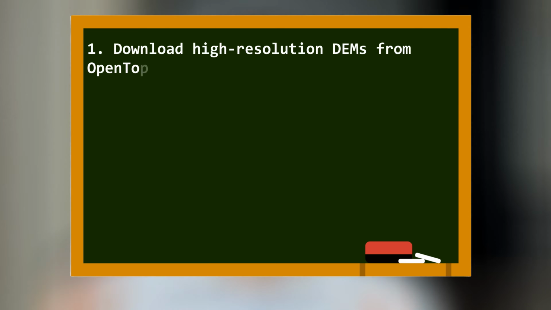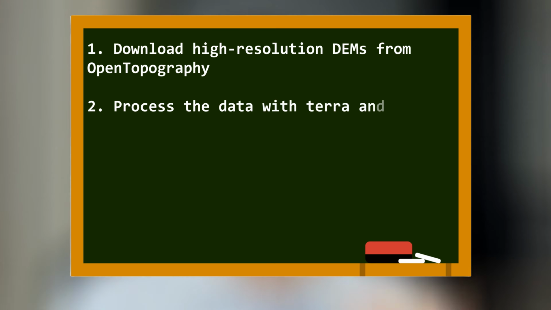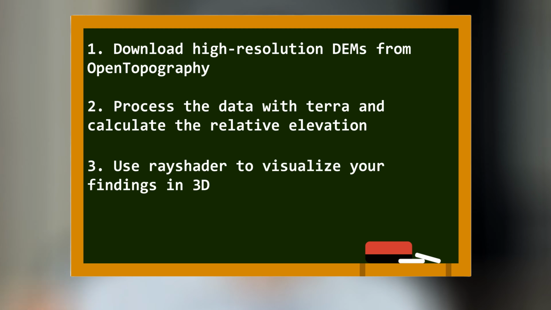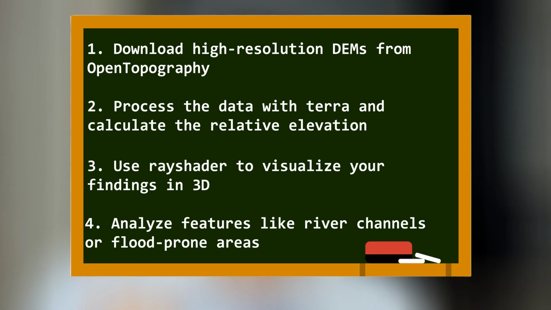First of all, you can download high-resolution digital elevation models from OpenTopography. Then you can process the data with terra and calculate the relative elevation. And using Glaciator, you can visualize your findings in 3D. Additionally, you can also analyze features like river channels or flood-prone areas for actionable insights.